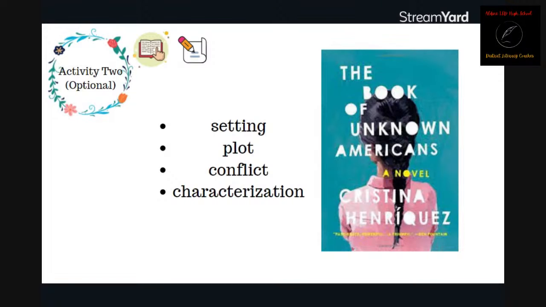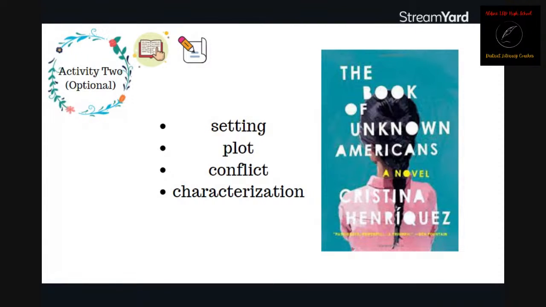Activity 2 is optional and provides an opportunity to reinforce the literary elements that were studied in the previous section, being setting, plot, and conflicts, with the newly added element of characterization. Students turn to page 68 of the novel and follow along as either the teacher or a peer reads aloud to a designated stopping point on page 69.